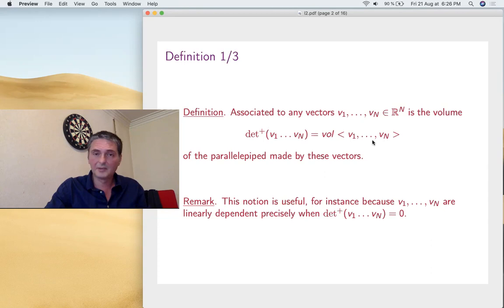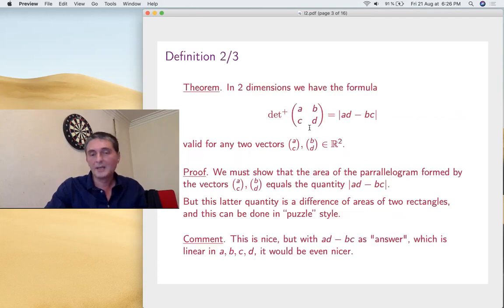Now let's try to find a formula for this function, that plus. And for that, we go to 2 dimensions. So here's your formula. If you take 2 vectors (A, C) and (B, D), what you get if you compute is AD minus BC. So how to prove this? It's a plane geometry thing. You have these 2 vectors here, make the parallelogram.